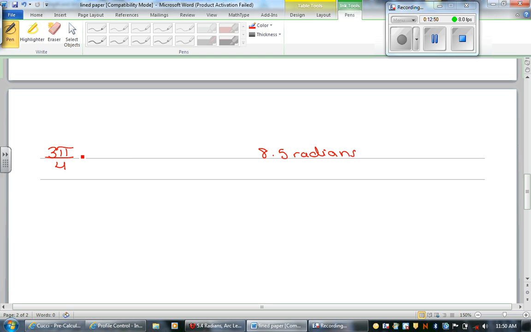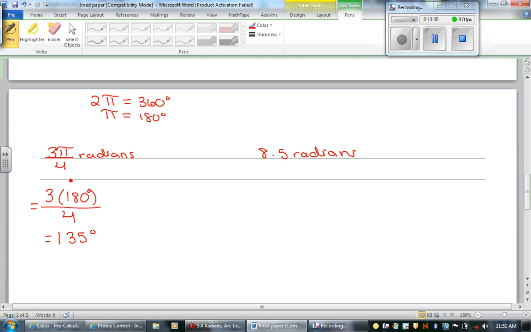All right, so we're going to do a little bit of common sense work over on this one, okay? 3 pi over 4. We know that 2 pi radians is the same thing as 360 degrees. So that should tell us that pi radians is 180 degrees. Now, if you're given radians in terms of pi, what you can do to convert to degrees is simply take that pi and substitute in 180 degrees. Okay? So 3 times 180 over 4 is going to give us 135 degrees.